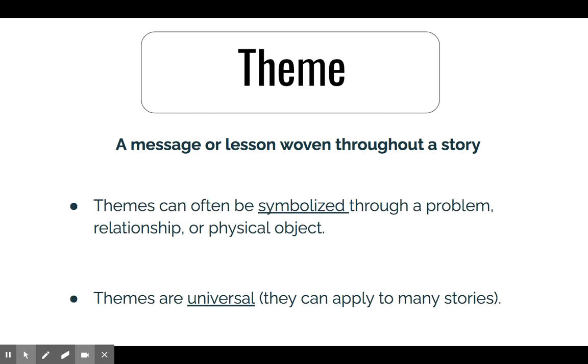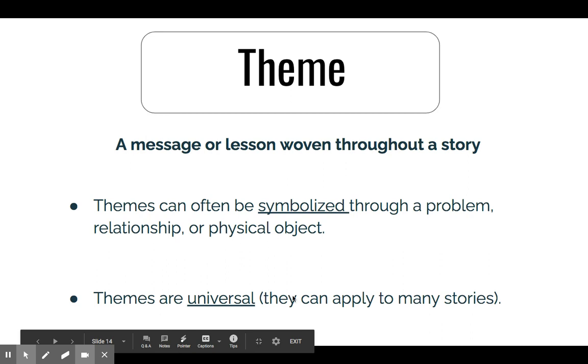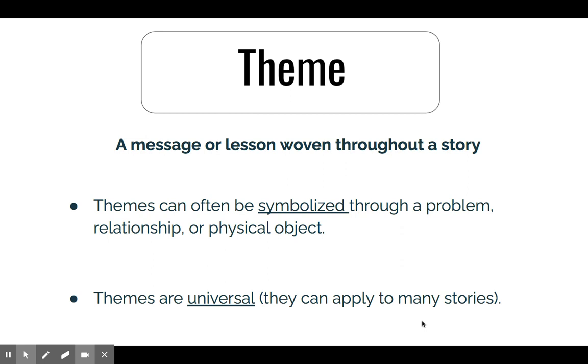Two things to note. Theme can be symbolized. And again, if symbolism is not prominent in a story, then don't worry about it. But if an author or storyteller decides to use symbolism, I would bet you more often than not that the theme would be involved in that. And then this is something we're going to be working with this week. Themes are universal. They are meant to be applied to multiple stories. So we're going to have lots of practice working with creating themes that are universal. And I'll show you more of what I mean by that.